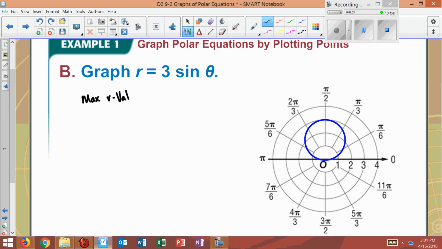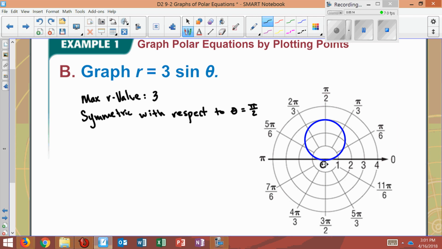The max r value is 3. We got that from there. We can see the symmetry. This time it's symmetric with respect to theta equals pi over 2.